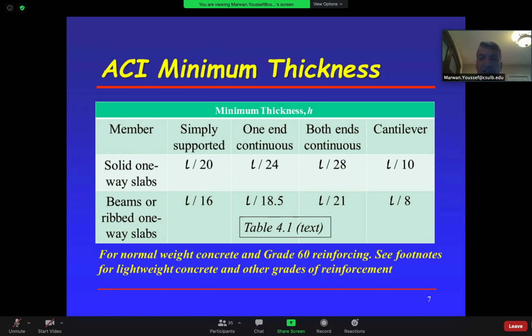So if you do that, you don't have to follow these. You can be less than these. But if you're designing something new, I highly recommend this. When wouldn't you use that? If you are doing an analysis for a project where you were hired to analyze a building that is already there. I'll give you an example.